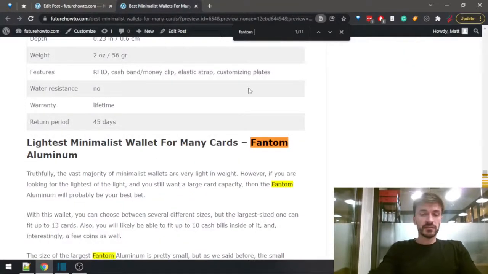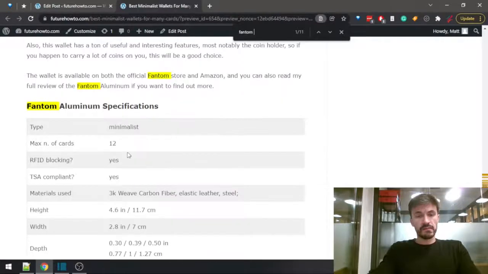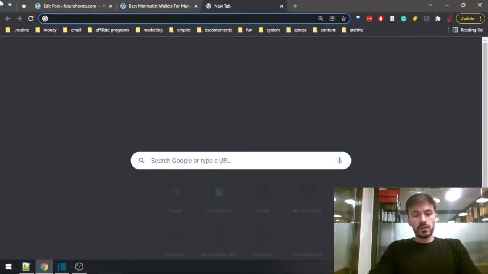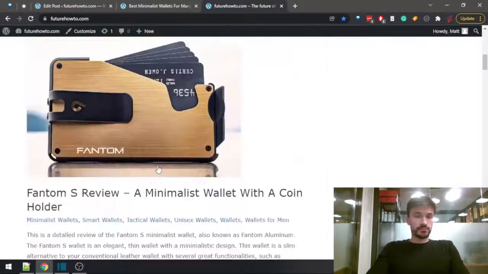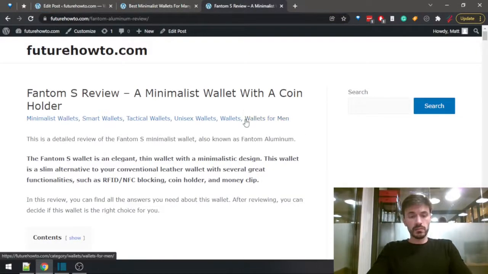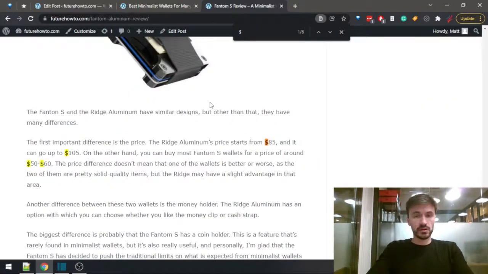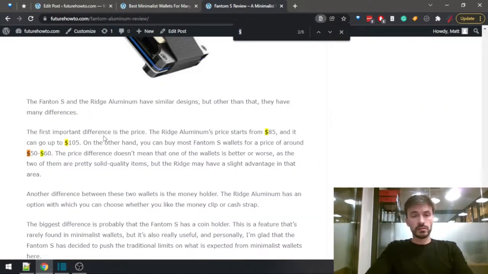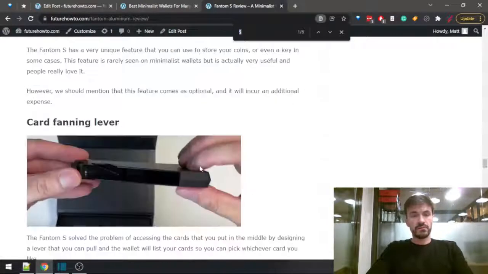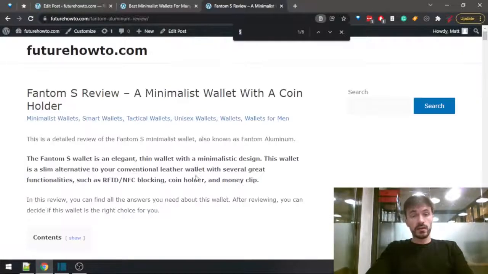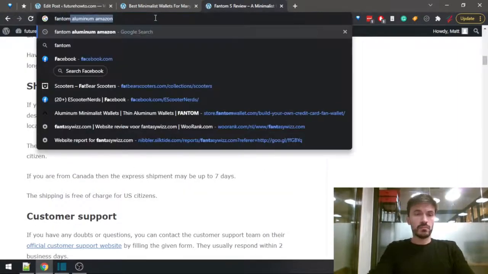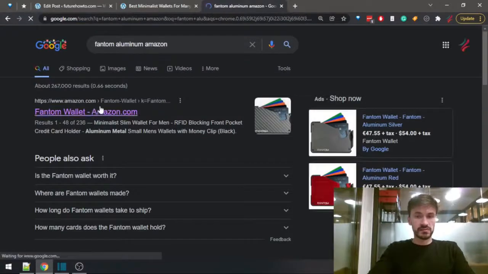Phantom Aluminum. Oh, I guess this one was also just published as well. Yeah, things get a little messy with blogging. That's usually how it goes. What's going on here? I cannot find the price of this Phantom Aluminum. I guess let's see if this gives us a price here.